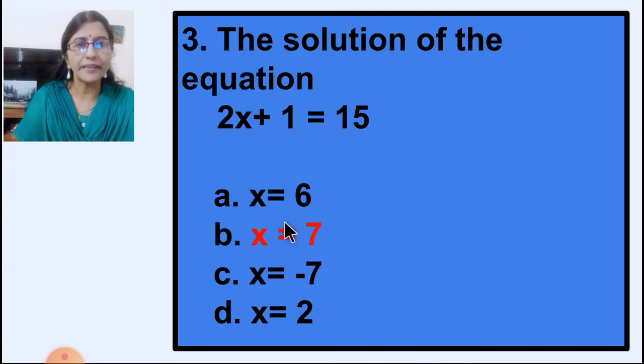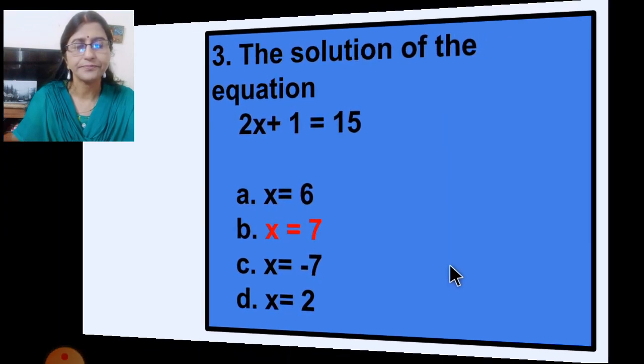So this cannot be. Then we'll take the next number, 7. 2 sevens are 14 plus 1, 15. So this is the answer. Other all you substitute and see. Minus 7 you substitute. Here you will put it, 2 sevens are 14, minus 14 plus 1, you will not get 15. You will get minus 13. So you can substitute other values and see you will not get the answer. So you have to make LHS equal to RHS. So this is the solution of this equation.